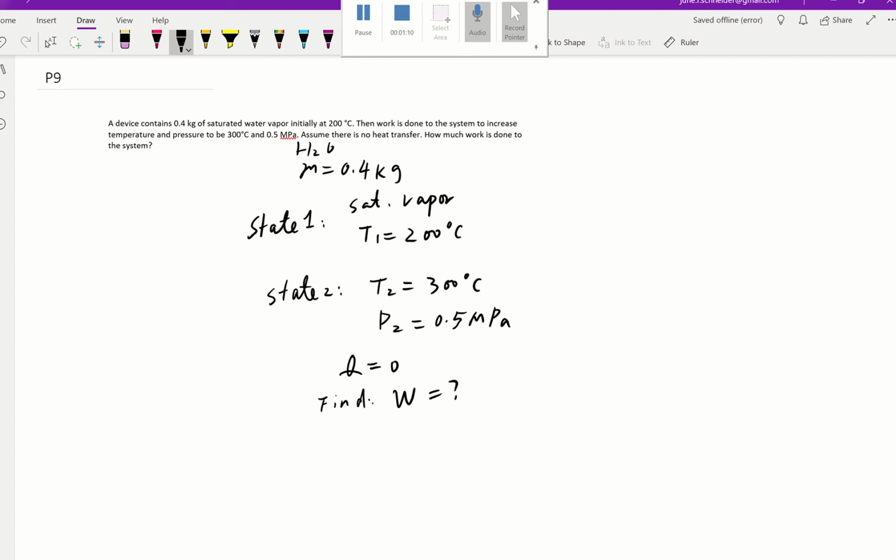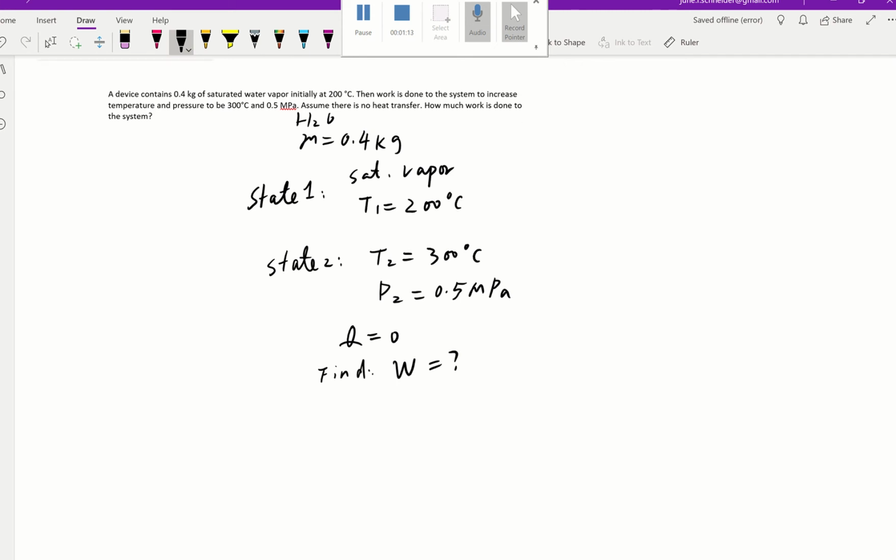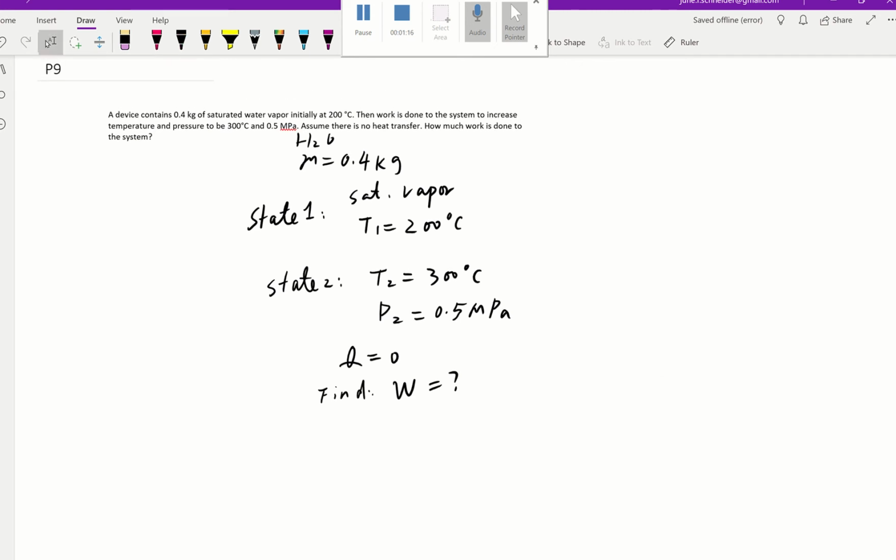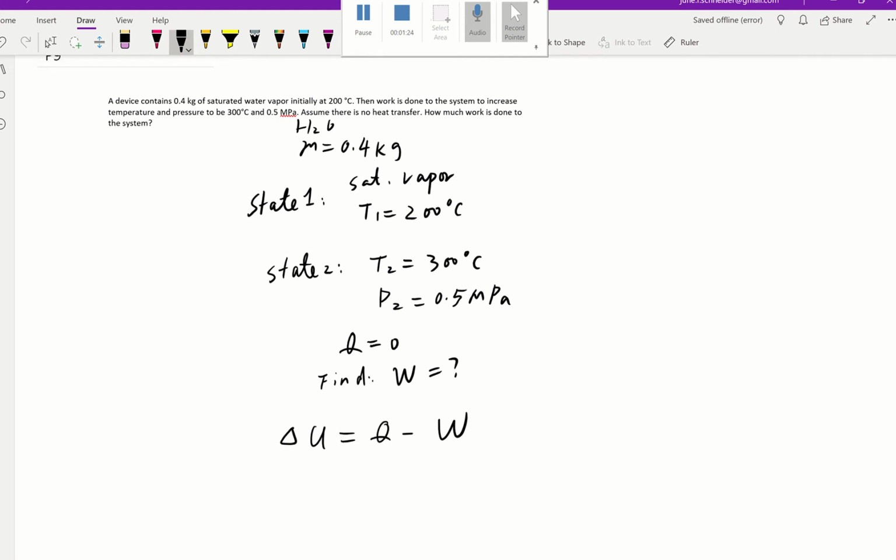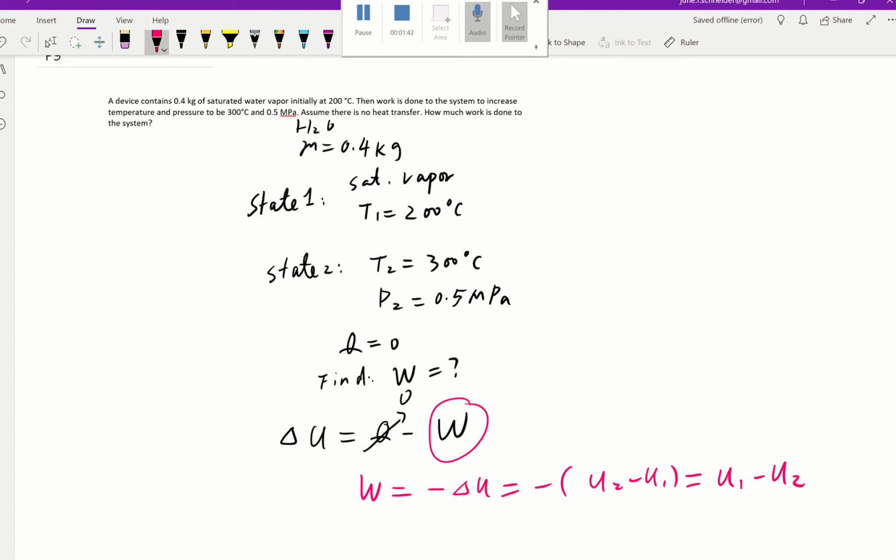It's a closed system, but it didn't tell us if it's a rigid tank or constant pressure. So we go back to the original first law equation, which is delta U equals Q minus W. Q is equal to 0 because it's adiabatic, and they want us to look for work. So the work is just equal to negative delta U, and delta U is final minus initial, so the work is U1 minus U2. Now we need to look for U1 and U2.